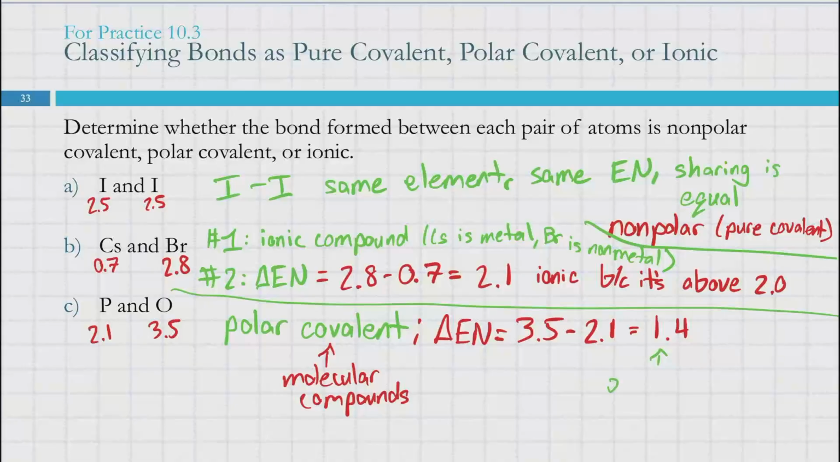And that 1.4 is between 0.4, that's our lower cutoff, and 2.0, our upper end cutoff. If it's below 0.4, it's nonpolar. If it's above 2, it's ionic. If it's in between, it's polar. So they're sharing the electrons, just not quite equally. Questions about any of those three? Great.